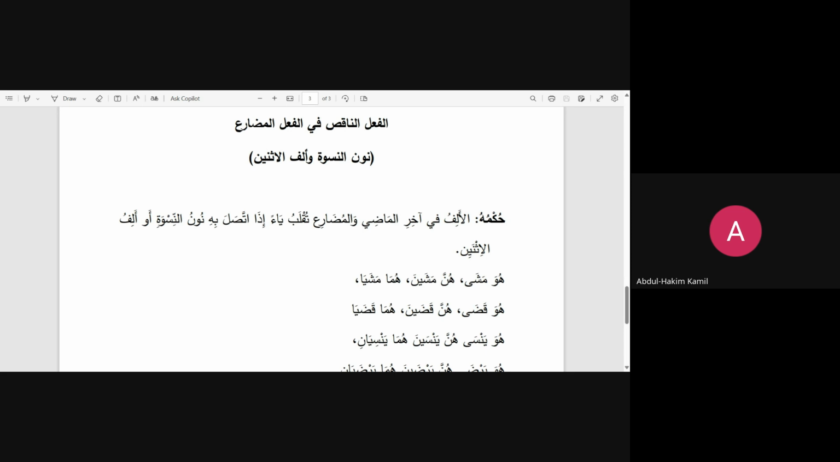Now, when it is the aleph, we have to flip it. With that in mind, let's read. الفعل المضارع ناقص في الفعل المضارع الفعل الناقص في الفعل المضارع. That title is not good, but we'll just leave it for what it is.